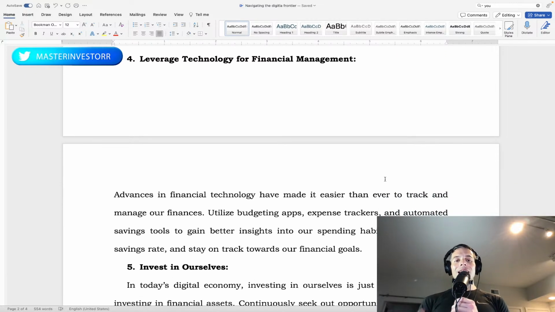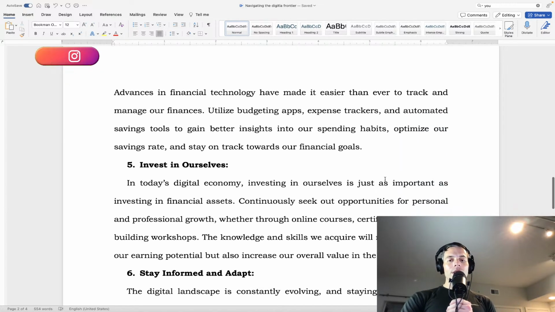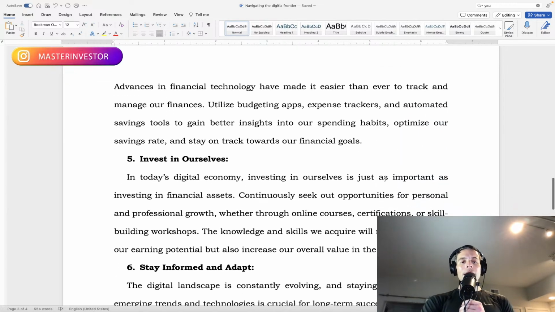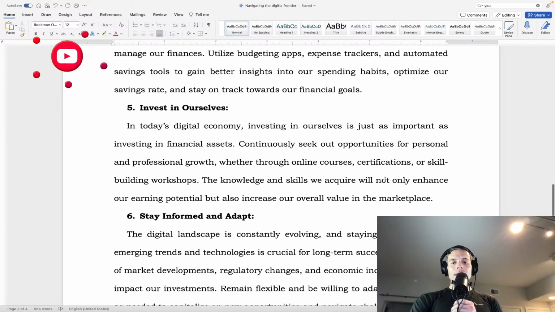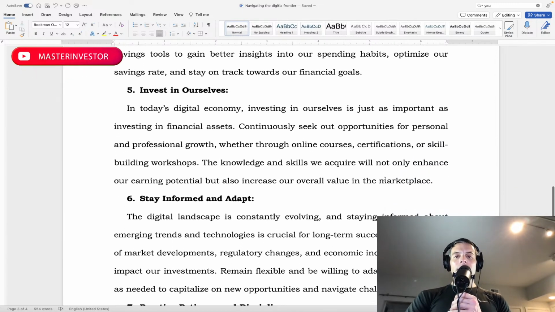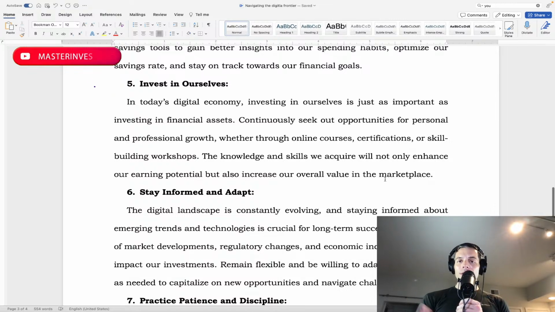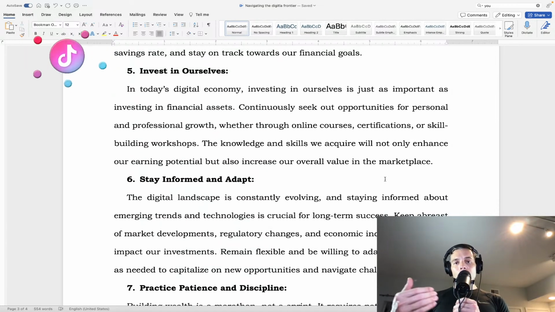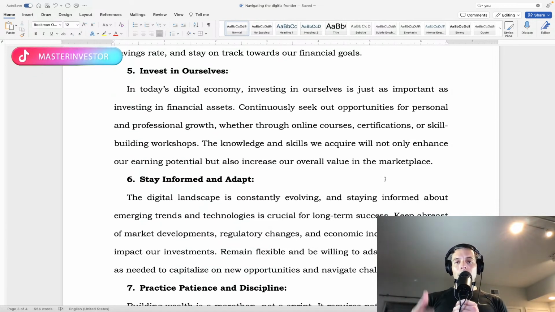Number 4, leverage technology for financial management. Advances in financial technology have made it easier than ever to track and manage our finances. Utilize investing apps, and as many apps as we can have access to, a lot of them are free, to understand our financial statement, to be able to monitor what we're doing with our money, and have a plan for our money. Every dollar that we touch, we need to treat it like our slave, because money is our slave.